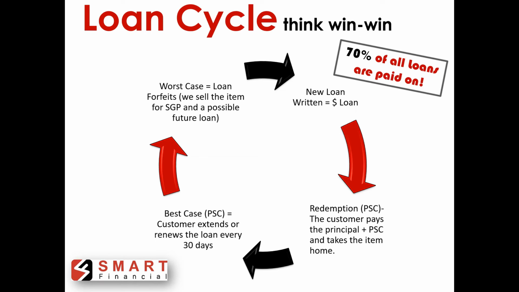Last week we talked about the loan cycle and how it's a win-win proposition for us. We write new loans. 70% of all loans are paid on. So best case scenario, customer redeems that item, customer renews that item. Either way, we make PSE. And in the worst case scenario, the loan forfeits and we sell the item for sales gross profit and a possible future loan. It's a win-win situation, and that's the loan cycle.